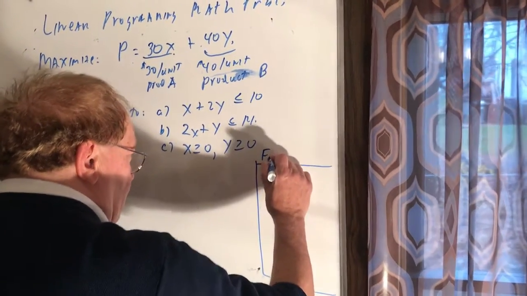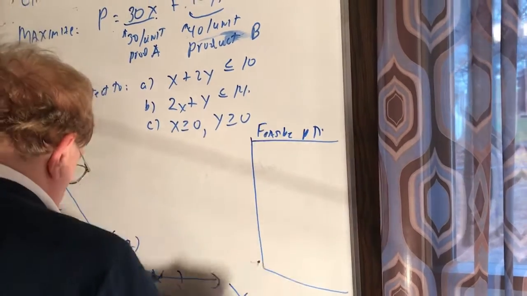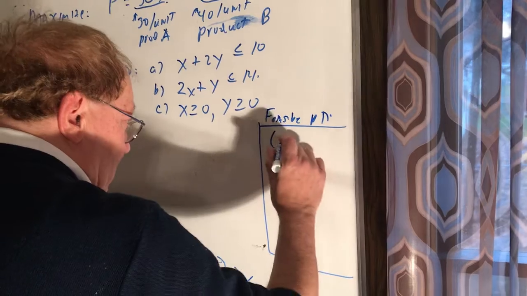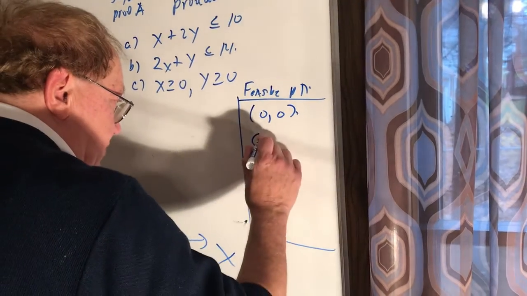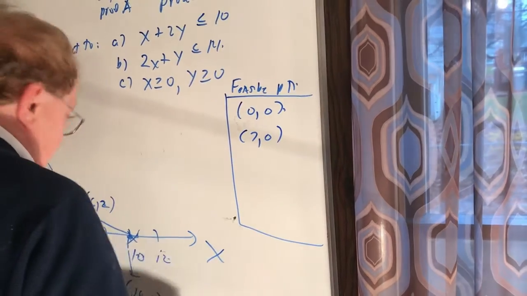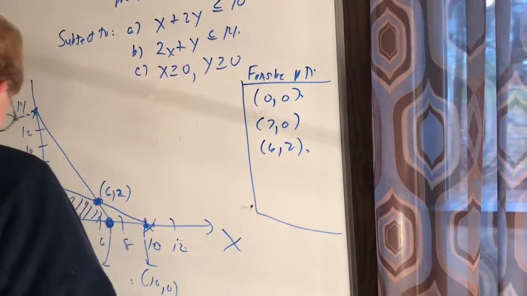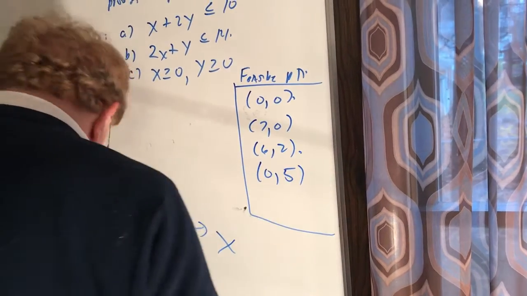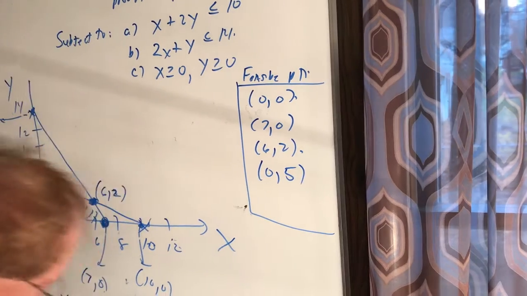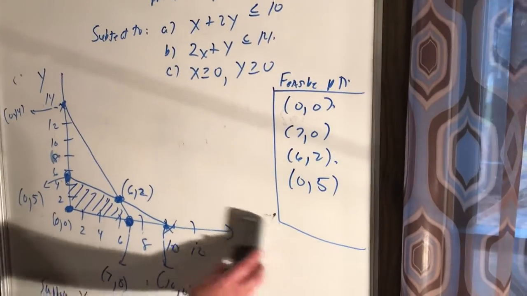Okay, my feasible points. I have 0, 0. I have 7 and 0. I have the intersection point 6 and 2. And I have 0 and 5. So now we got that from the graph. Right now we don't need the graph anymore, so we'll get rid of the graph.